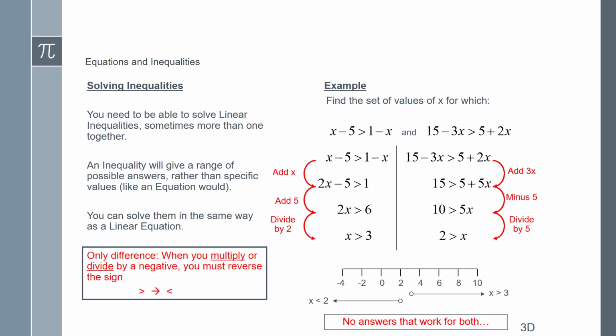Sometimes when we have to find solutions that satisfy one inequality and another inequality, there may be no answers. If so, make sure the working is clear and make sure you say there are no answers that work for both.